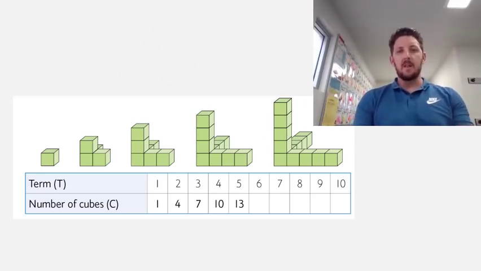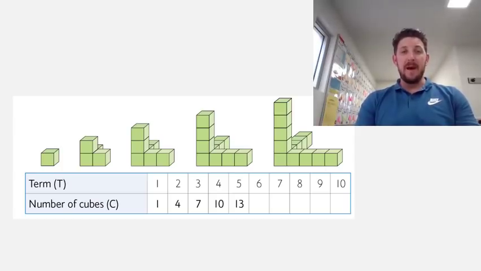Now, gents, when we start looking at these patterns, there are lots of different ways that we can try and find the pattern. We could construct the shape again, we could find the pattern from one number to the other, or we can find a rule. First, we're going to have a look at the pattern that has been drawn or constructed.